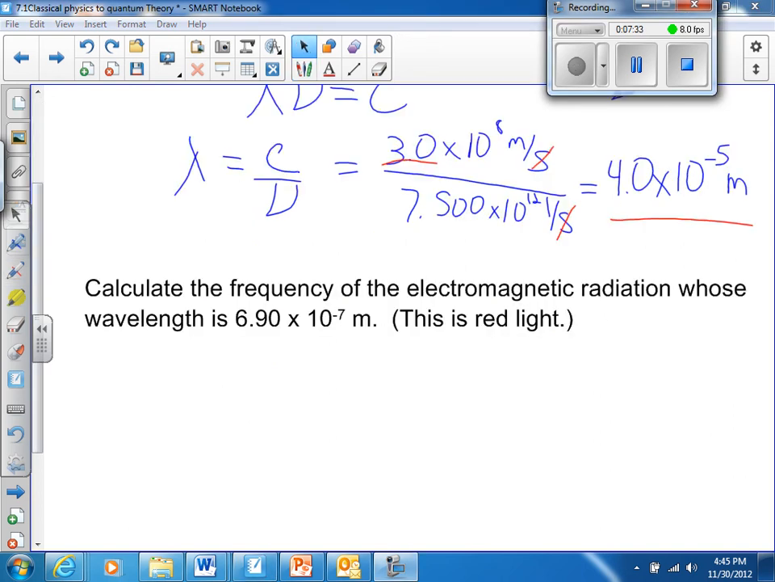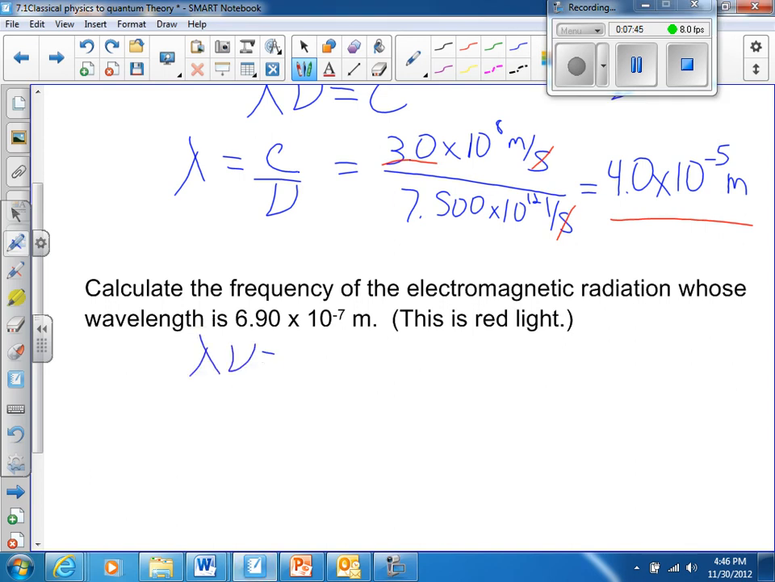Let's do another problem. Find the frequency of the electromagnetic radiation whose wavelength is 6.9 times 10 to the minus 7 meters. This happens to be red light. So I've got lambda nu is c, and again, pause if you think you know how to solve this, and go ahead and solve it on your own while I go ahead and solve it.